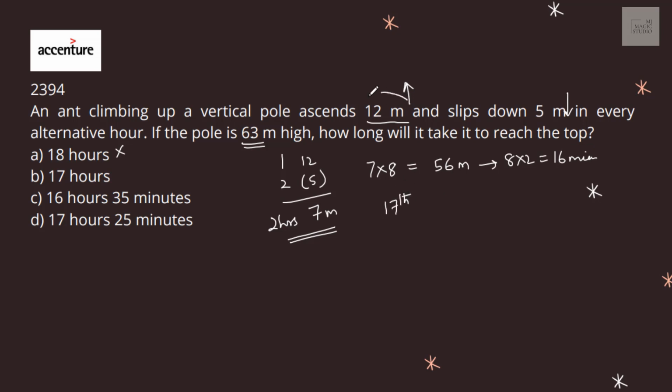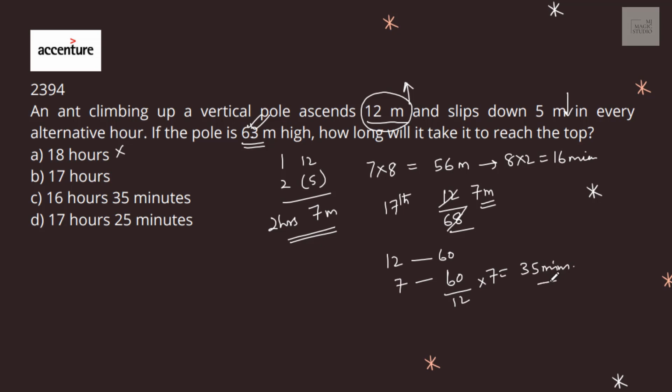In the 17th hour, ant will climb 12 meter. So 56 plus 12 is 68, but it requires only 63 meter to climb. That means 5 meter less. That means the ant need to climb only 7 meter. To climb 12 meter, it takes 1 hour, that is 60 minutes. So to climb 7 meter, it will take 60 by 12, that is 5, into 7, that is 35 minutes.